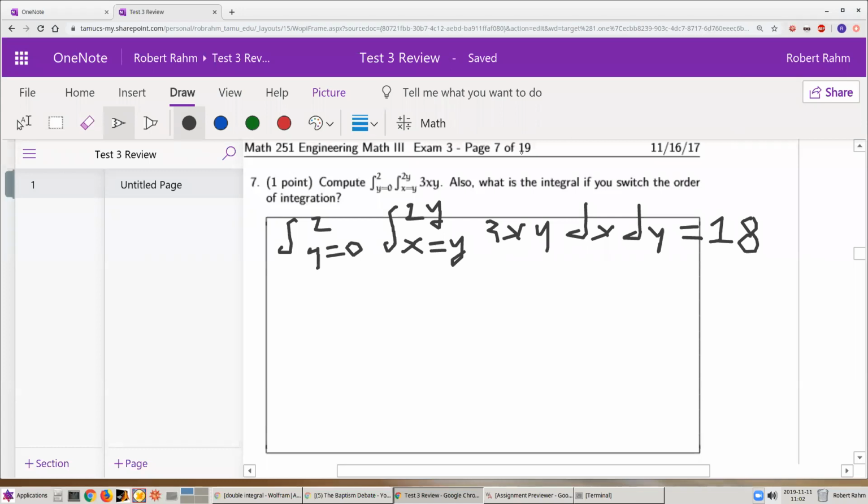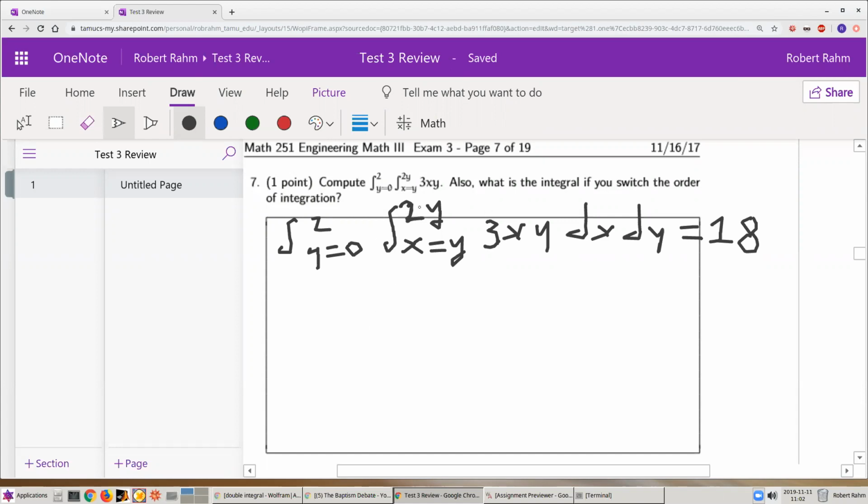This is just the kind of integral that we've been doing for a long time, and it's essentially two Calc 1 integrals. Now the new thing is switching the order of integration. So I think first we need to sketch what this region is going to look like.